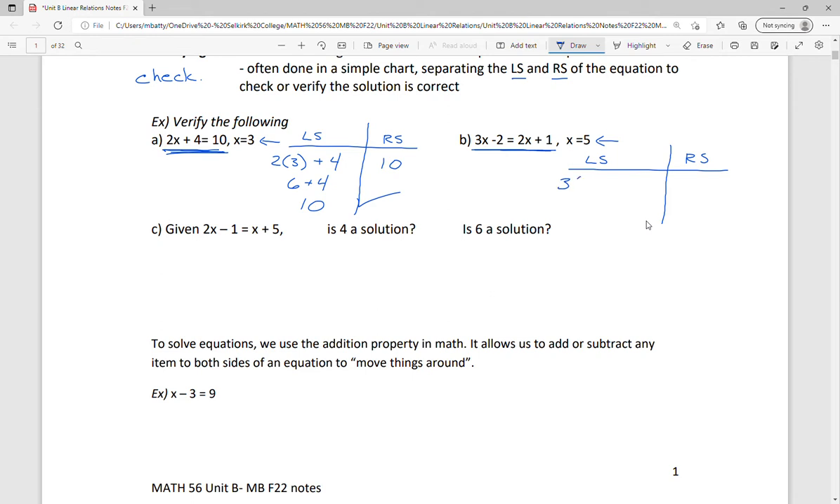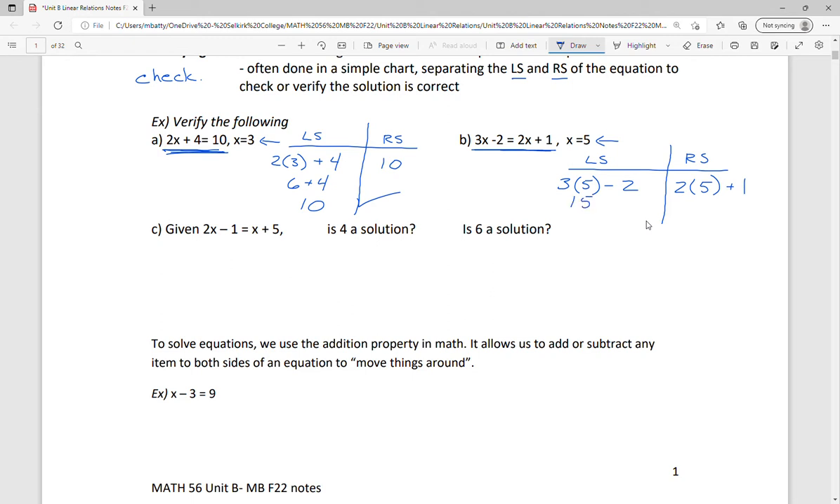And this 5 makes the equation true. So all I'm doing is copying out the left side, subbing the 5 in for the x. And I'll do the same on the right side, subbing the 5 in for the x. And now I'm going to do the math. Check to see if they actually do equal each other.